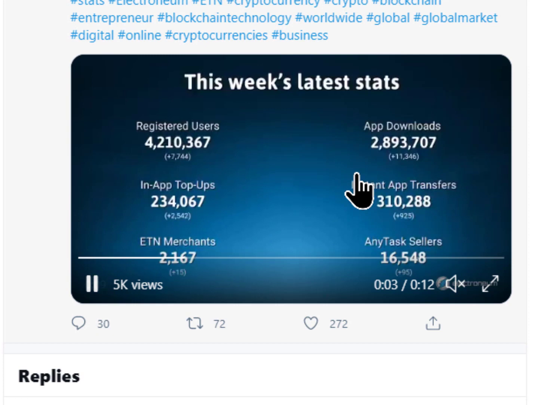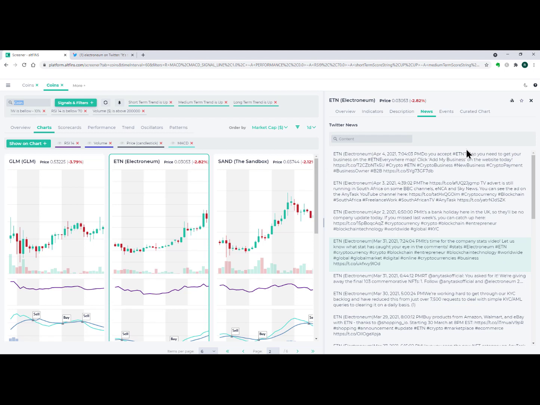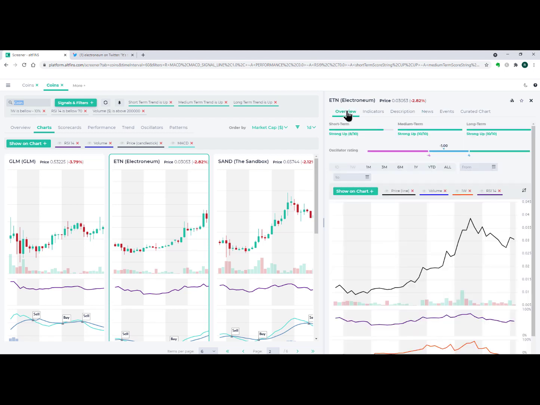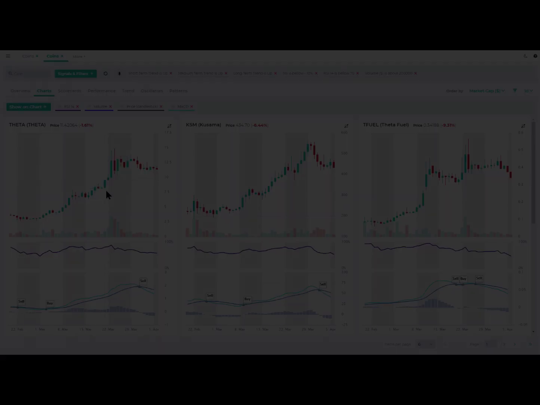That's pretty cool. The registered users are growing, app downloads are growing as well. So it's a project that is alive and kicking. The management, the founders are moving along in terms of the product roadmap and so on. So this could be an interesting situation to get involved on this pullback.